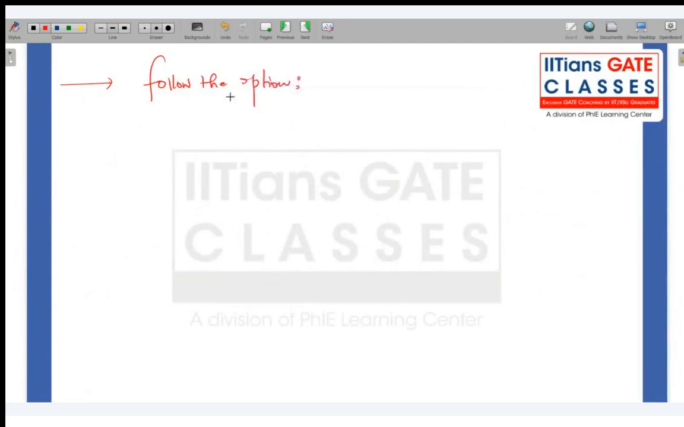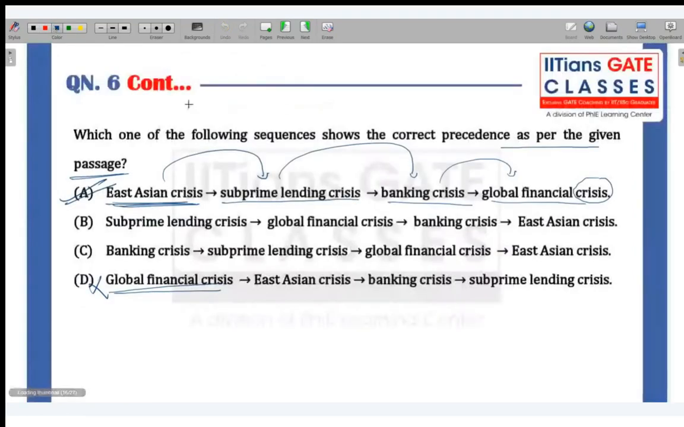Read the option. First of all, you have to read the option, and then come back to the question, and you can easily eliminate the option. I think it was a 2 mark question, and we can easily obtain this. It will take around 40 to 50 seconds.